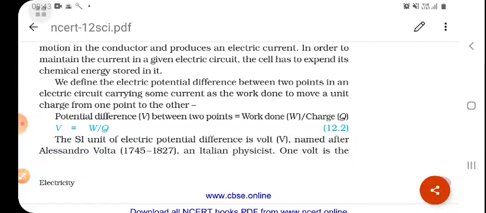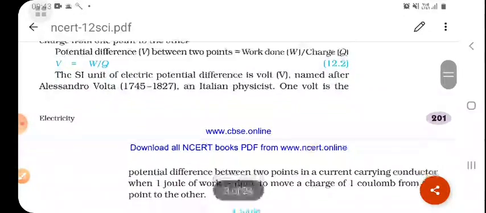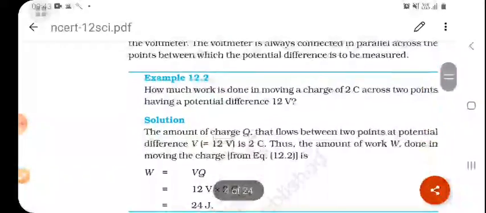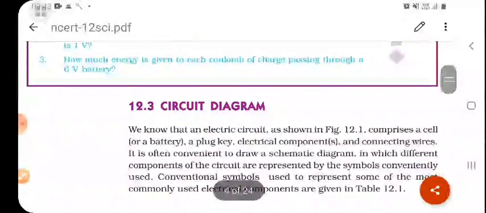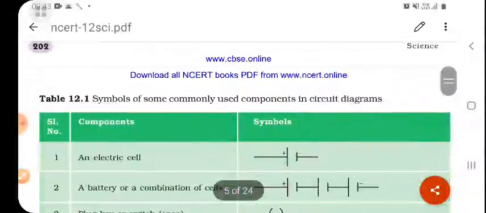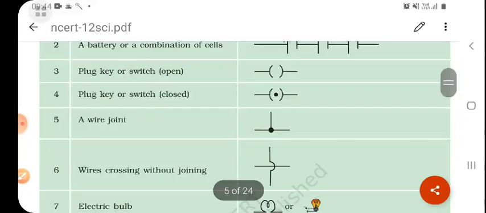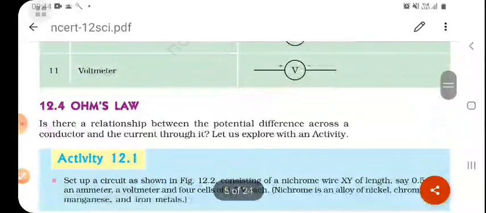The potential difference is defined as the work done upon a charge, and its unit is volt, and when we define 1 volt, that is 1 joule per coulomb. Next, we have learned about the different symbols of the components used in the electric circuit, that is electric cell, battery, plug key, wire joint, etc.